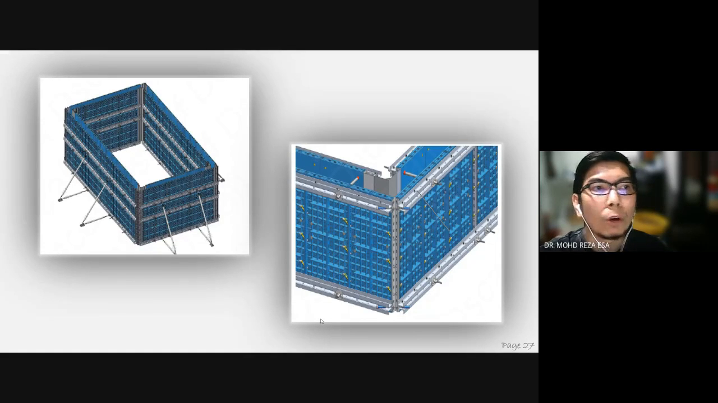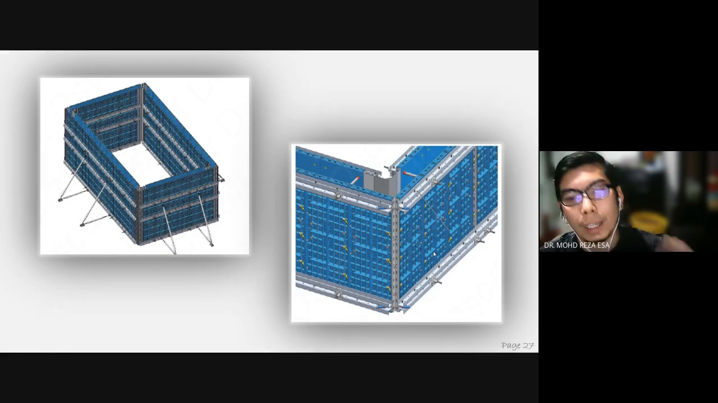Okay, so more or less the step is similar. Okay, it's either using steel or aluminium or plastic formwork. Okay, proses dia lebih kurang sama. Cuma material yang digunakan, komponen yang digunakan maybe berbeza. For example, like plastic formwork ni lah, dia ada connecting pin dia. Okay, macam kalau guna steel formwork, kita pakai tie rod dan sebagainya.